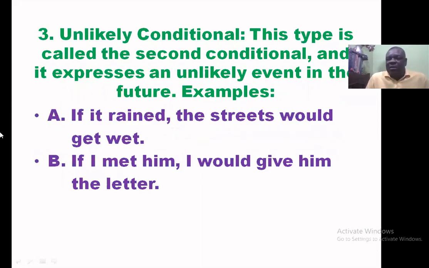Then the third one is the unlikely conditional. This type is called the second conditional, and it expresses an unlikely event in the future, something that is not likely to happen. For example, if it rained, the streets would get wet. Now, one striking feature of this particular type of conditional sentence is the use of the simple past tense. If it rained, the street would get wet. So we are talking of a past event, a time that has passed, and this really never happened.